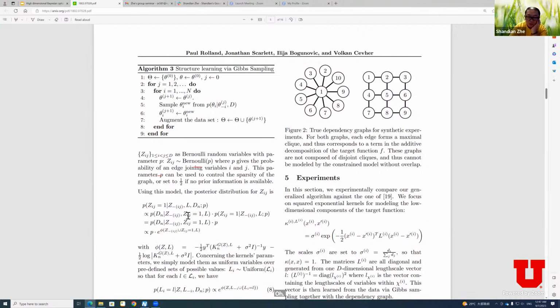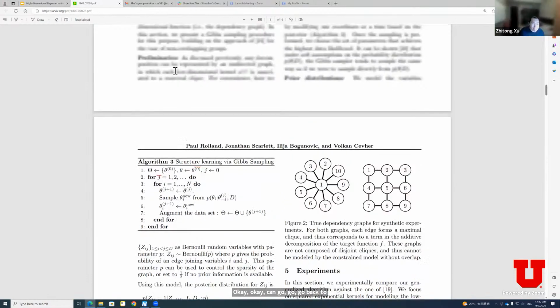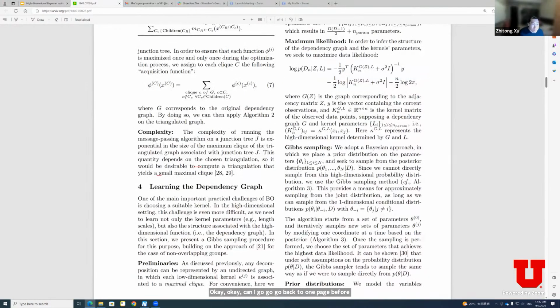Okay. Can you go back to one page before? Okay, learning dependency graph. So their DN is this one. Oh, I see. Okay, it's a very tedious procedure. Yeah, so they define the likelihood.